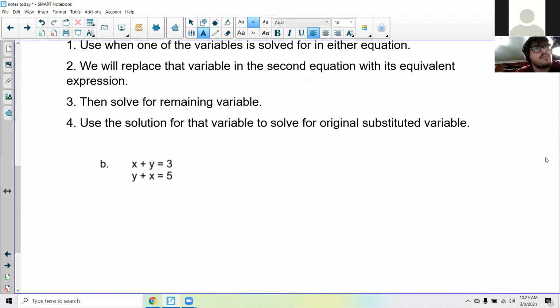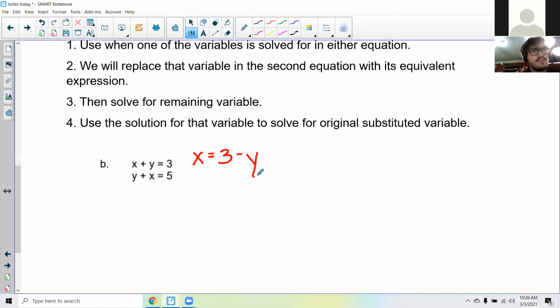Okay, so looking at example B, I wouldn't personally use substitution here, because notice the x's and y's are not solved for in the first equation, and the x and y is not solved for in the second equation. These are both written in general form, standard form. So just to make things easier for us, I'm going to solve the first equation for x. I'm going to get x by itself. So if I subtract y from both sides, I get x equals 3 minus y. I'm just going to cross that up.